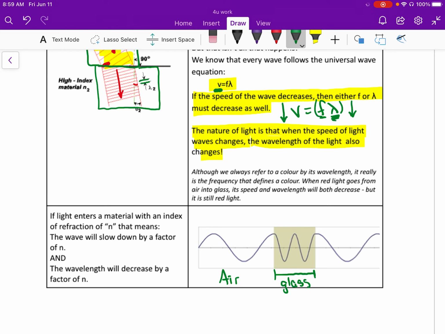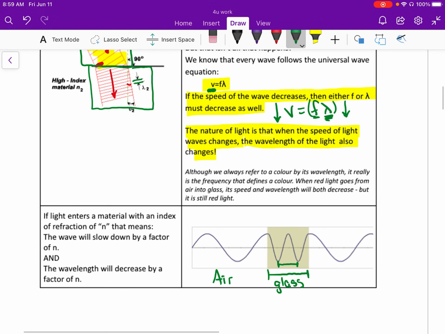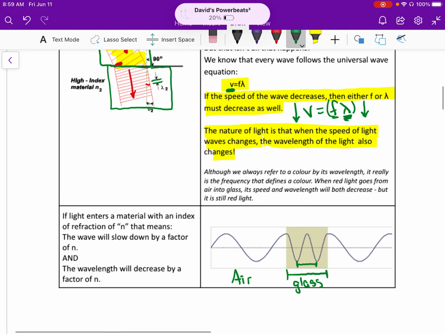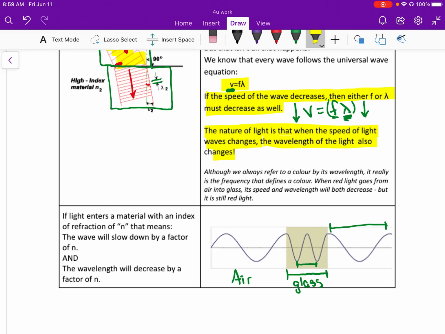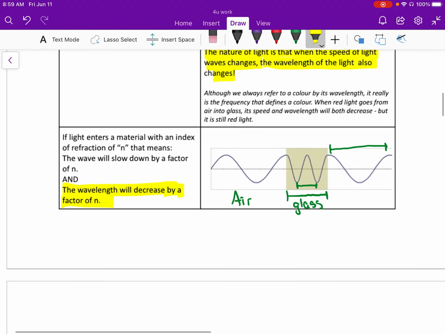When light enters the glass, not only does it slow down, we don't need that for grade 12, but what's more important for grade 12 is that its wavelength shrinks. So now look, its wavelength is this big when the wavelength used to be this big. So the wavelength has shrunk as well. The index of refraction, that n number you learned in grade 10, not only tells you how many times slower, but it also tells you how many times shorter the wavelength becomes. So if we had light in air and it hits a material with an index of refraction of 2, the speed is going to be half as fast and the wavelength will be half as long.